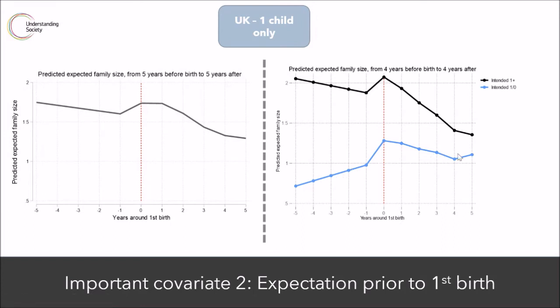I did find the same thing in the US, but I haven't presented that because I have such a small sample of women who intended one or fewer children before first birth. I think it was something like 11 women out of 1,000 intended to have fewer than 2 children before first birth. So it was very, very rare. But it did show a similar picture.